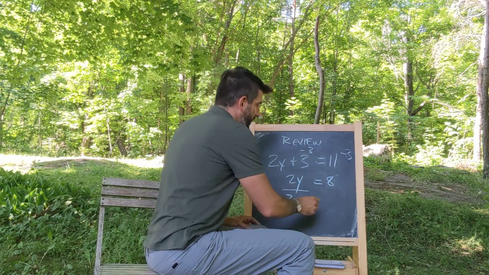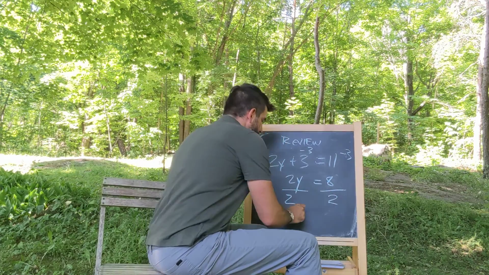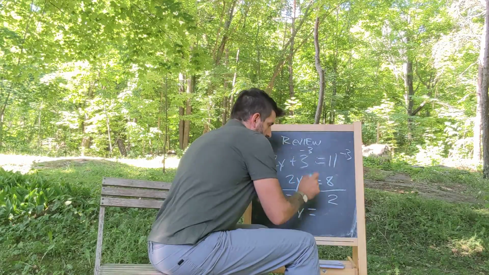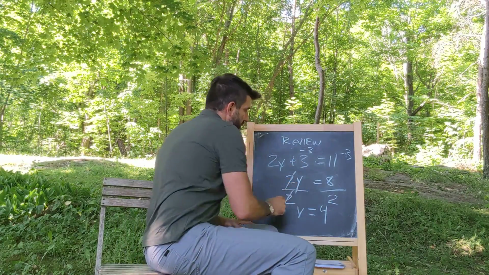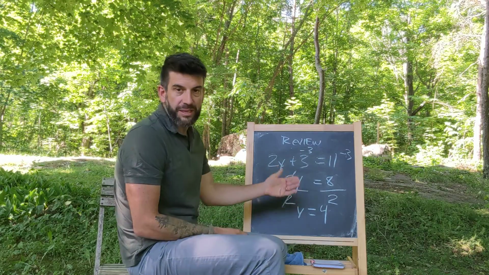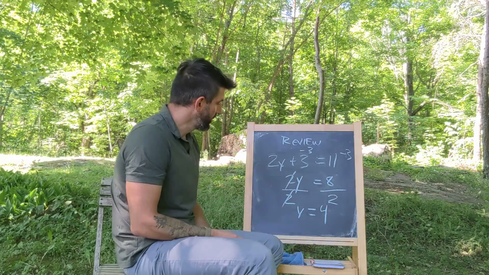Divide by 2 to get y by itself. 8 divided by 2 equals 4. Y is equal to 4. 2 divided by 2 is 1. 1 times y is y. Okay, so that's why we divide on the other side too, to find the value of y.